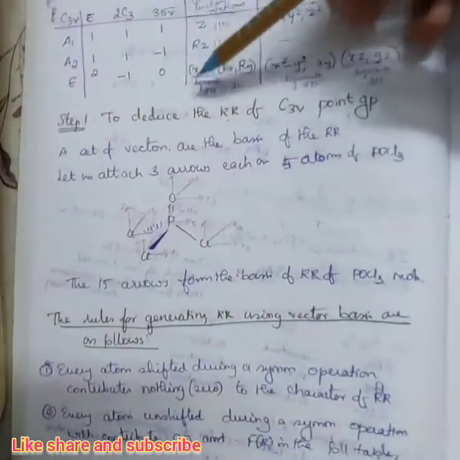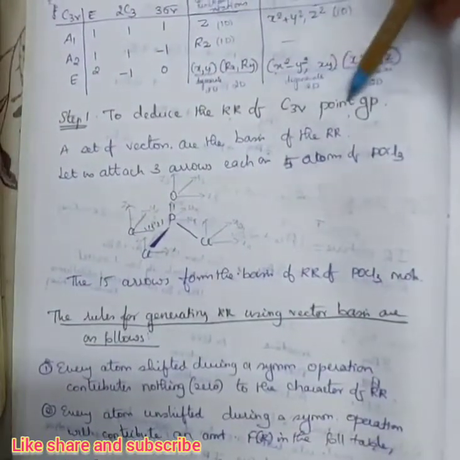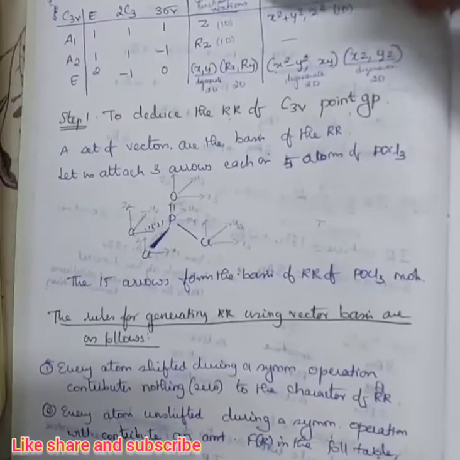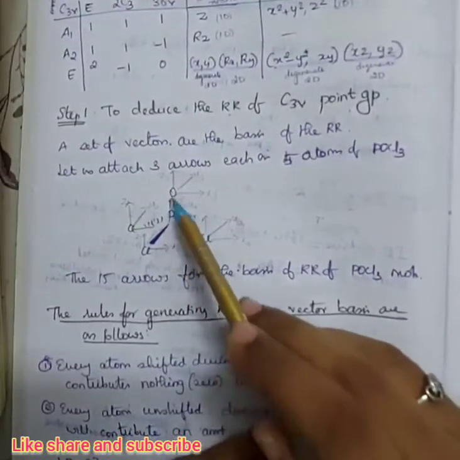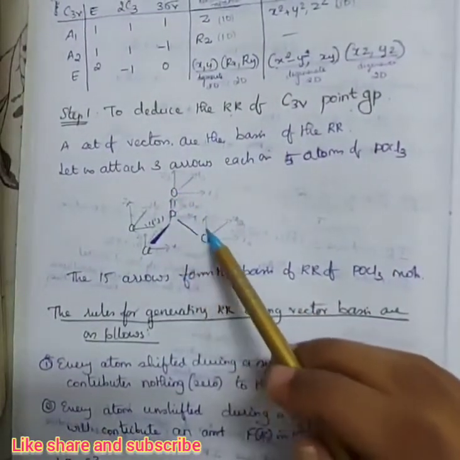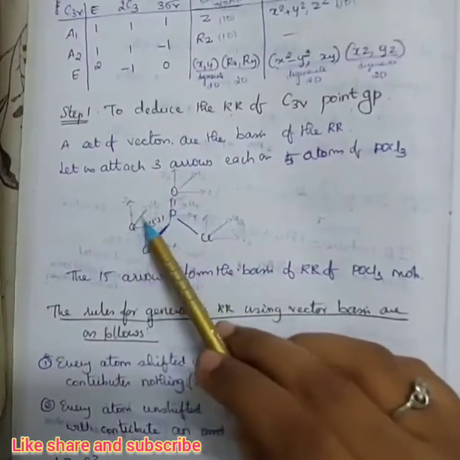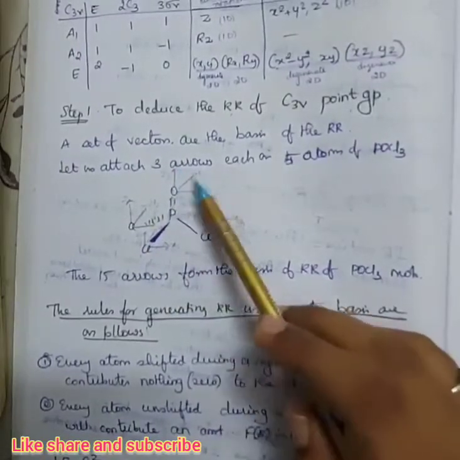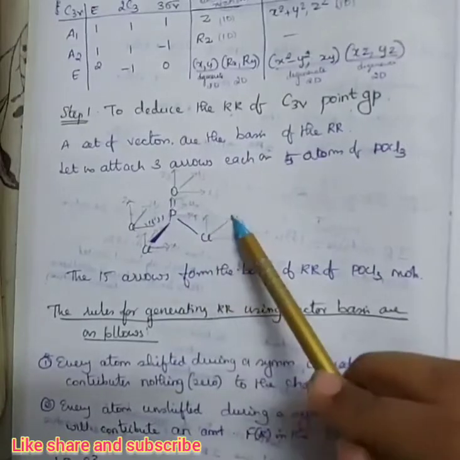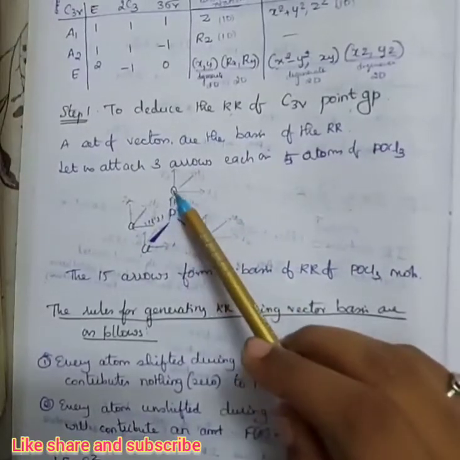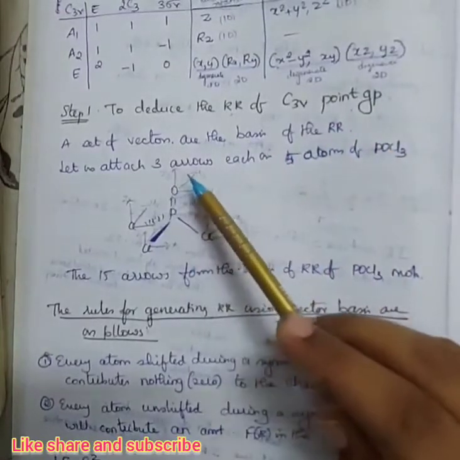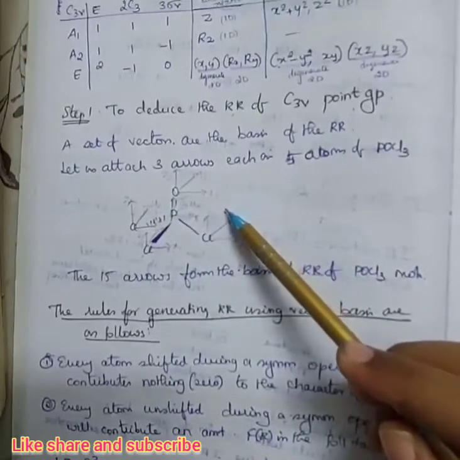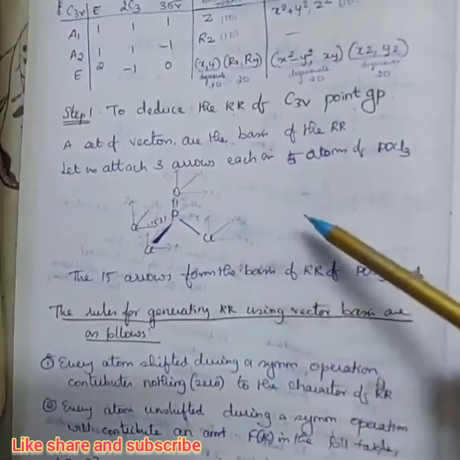The first step is to deduce the reducible representation of the C3v point group. First we have to consider a set of vectors acting on this molecule. On every atom there will be three vectors, that is x, y and z. So if it is x1, y1 and z1, then x2, y2, z2, then x3, y3, z3, x4, y4 and z4, x5, y5 and z5. So there are 15 arrows or 15 vectors possible in this molecule, and using these you are going to deduce the reducible representation for this molecule.